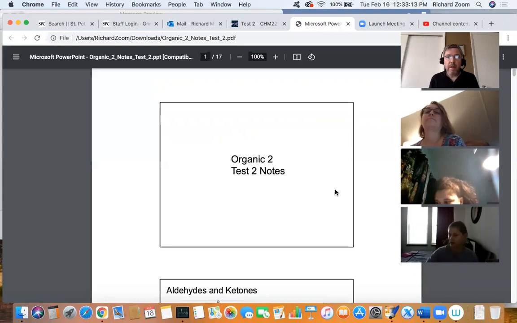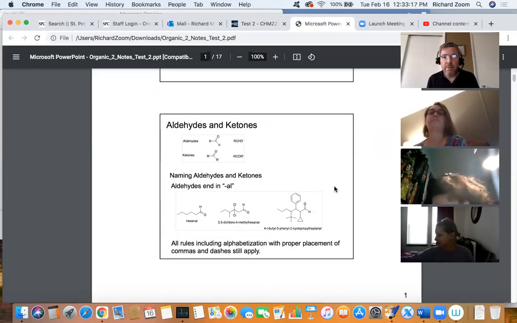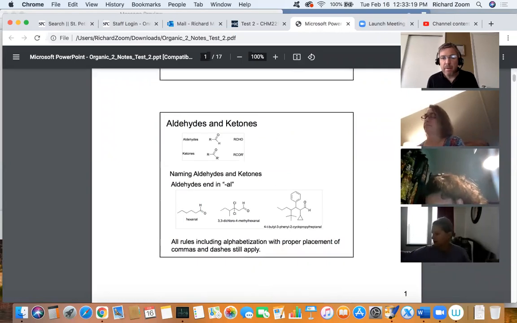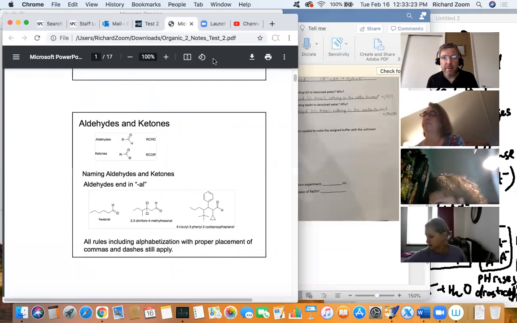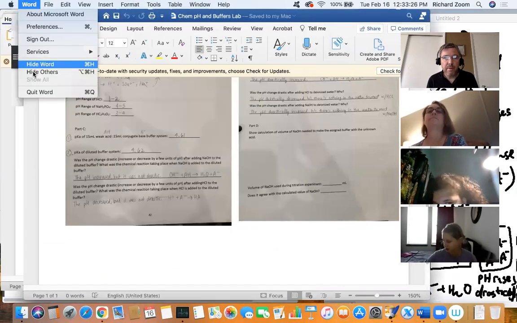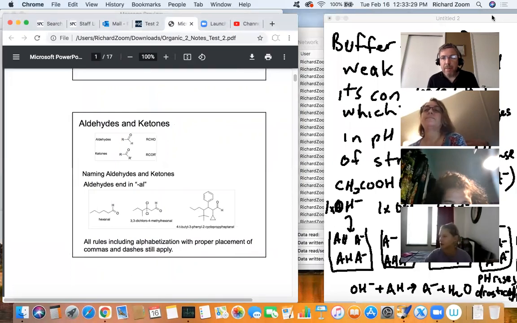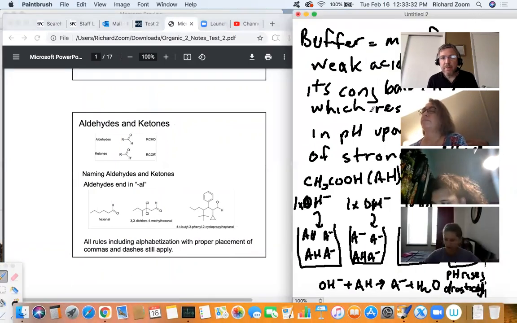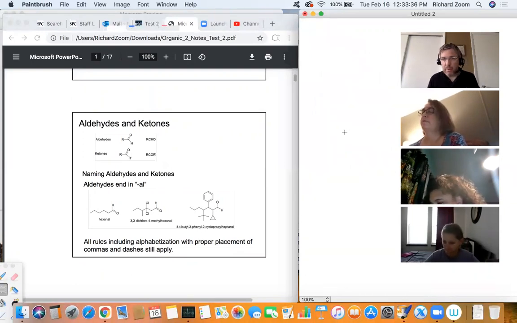Now there is a naming quiz that goes with this, and that's what we'll start with, some naming. This test is going to be mainly about aldehydes and ketones, so reactions of aldehydes and ketones and all of that. So we'll get started on this.